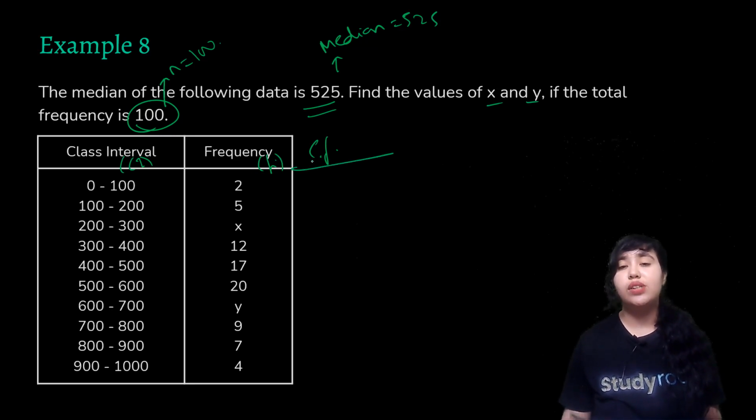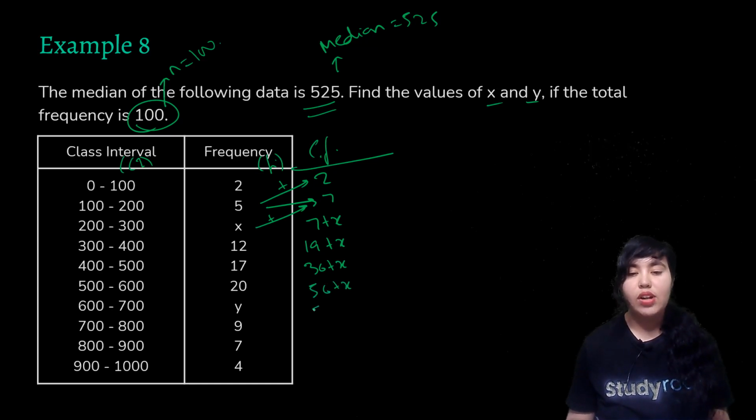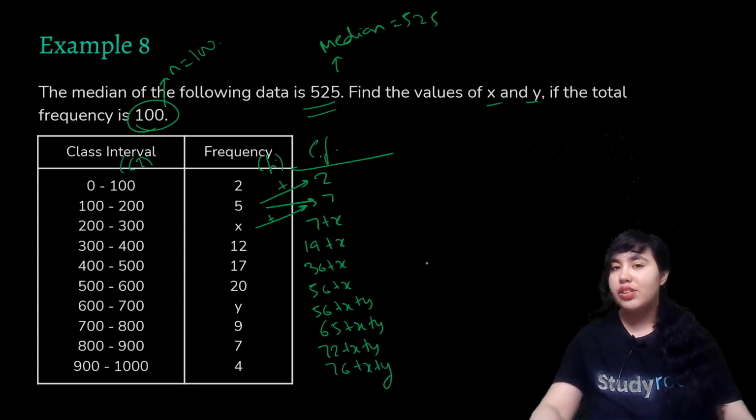For that you need to first form a cumulative frequency table. So you will take 2, then 2 plus 5, that will give you 7. Then 7 plus x, that will be 7 plus x. Then you add 12, so this becomes 19 plus x. Add 17, that becomes 36 plus x. Then add 20, that becomes 56 plus x. Then you will have 56 plus x plus y, then 65 plus x plus y, 72 plus x plus y, and ultimately we get 76 plus x plus y. So these are the cumulative frequencies that we get.